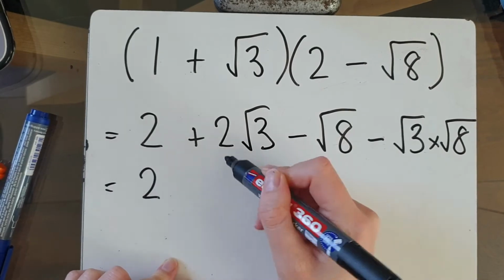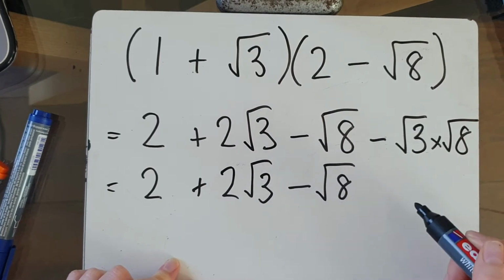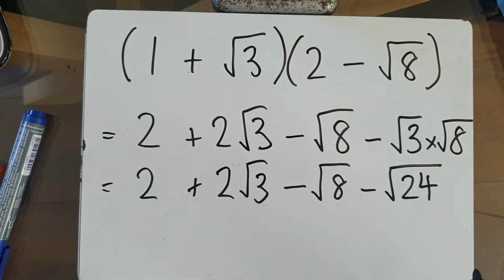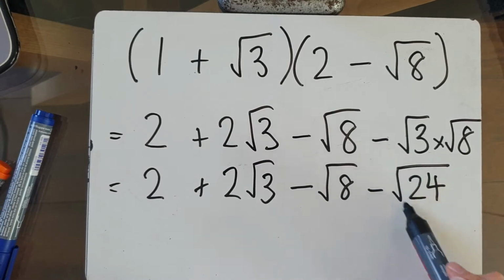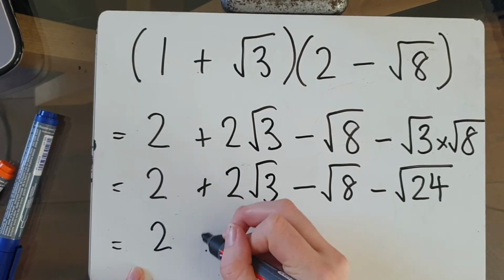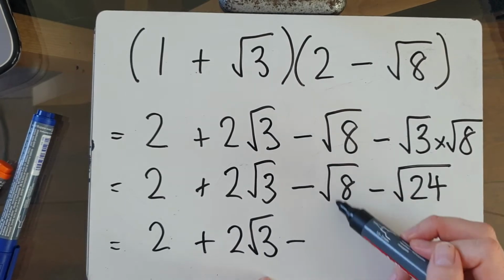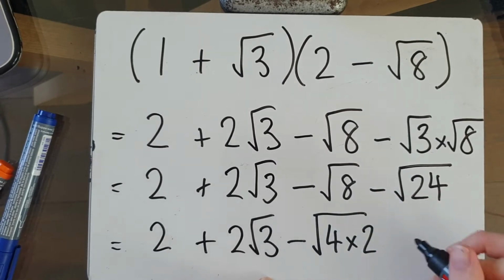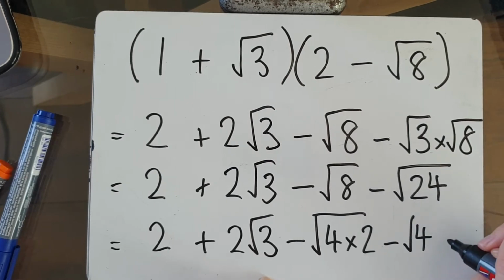So I'll have 2 plus 2 root 3 minus root 8 minus root 24. I can simplify this. I can also simplify this. So this is going to be 2 plus 2 root 3 minus, I want to turn this 8 into a square number multiplied by another number. And the same with 24, I want to turn it into a square number multiplied by another number.